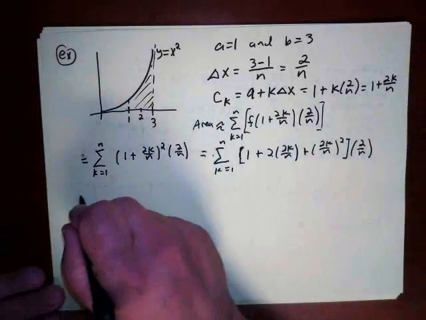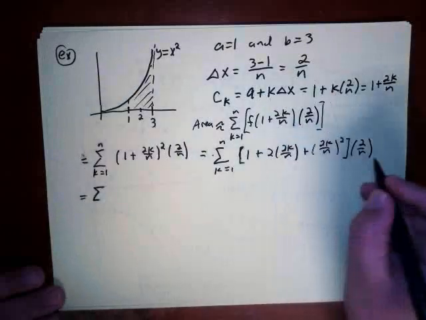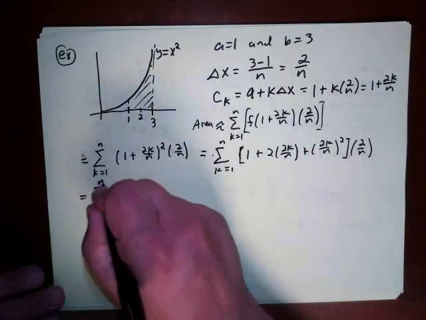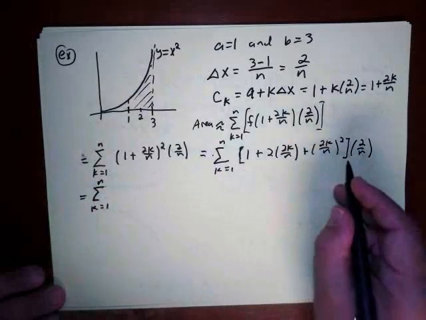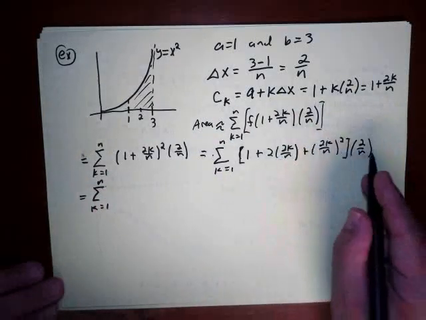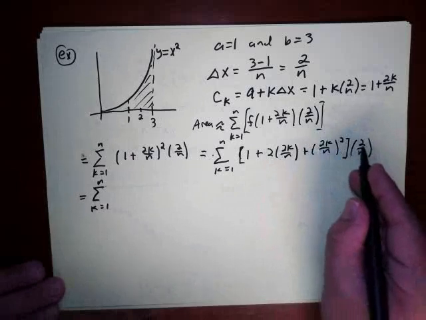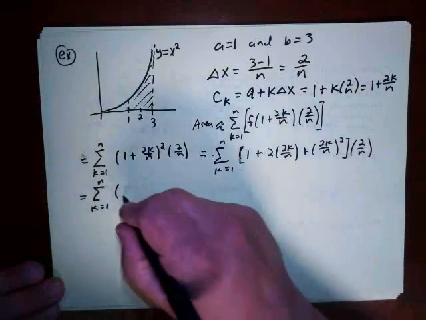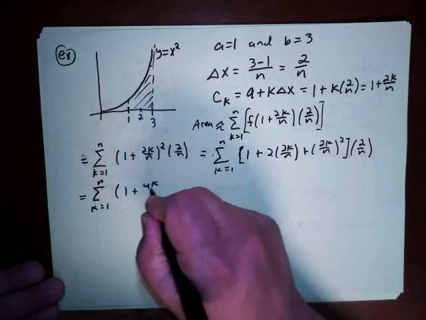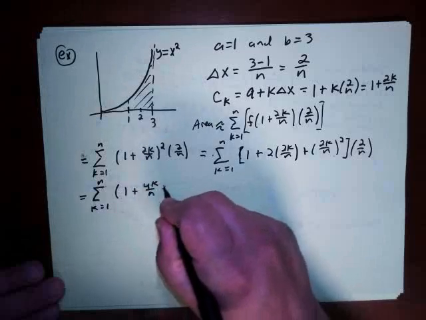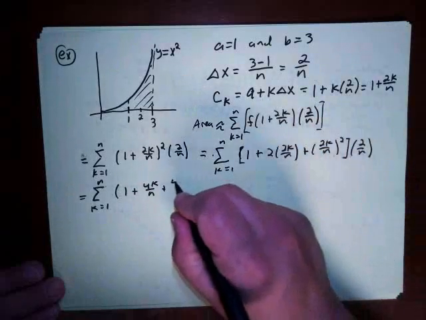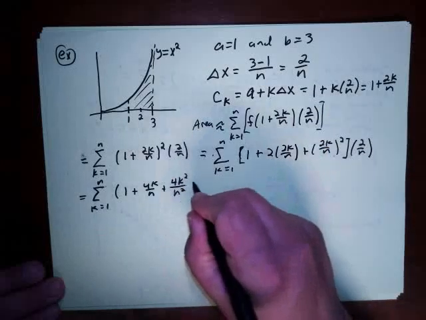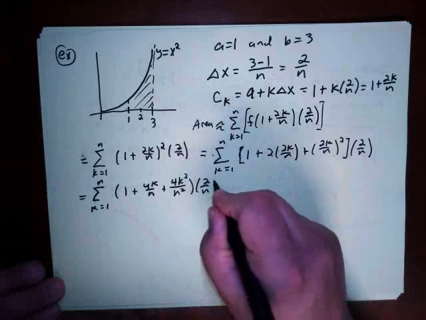Okay. So now I'm going to distribute this through there. K equals 1 to n. And so distributing this through, and then I'll do some simplifying here too. Well, actually, I'm going to go ahead and just do some simplifying first, I think. So this would be 1 plus 4k over n plus 4k squared over n squared, all over 2 times n.